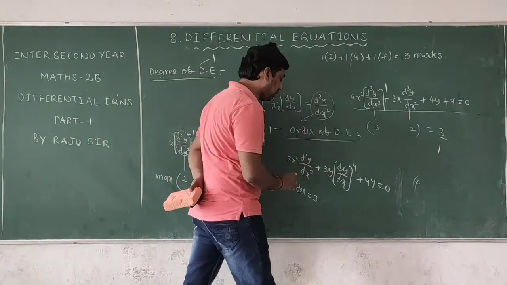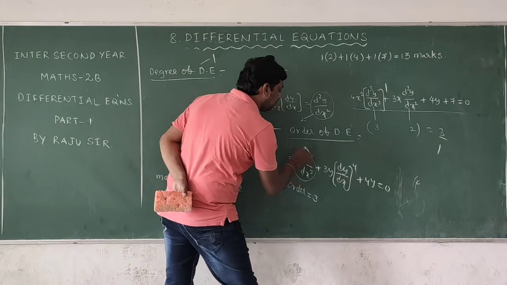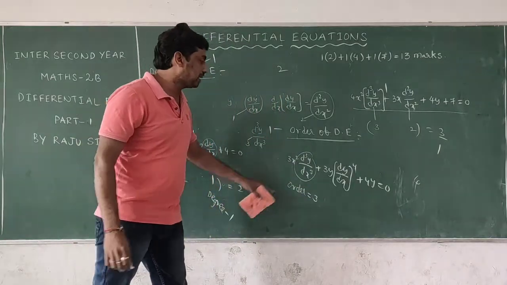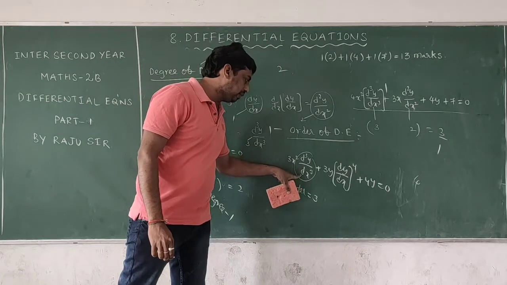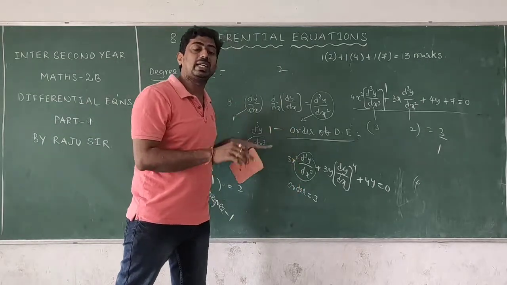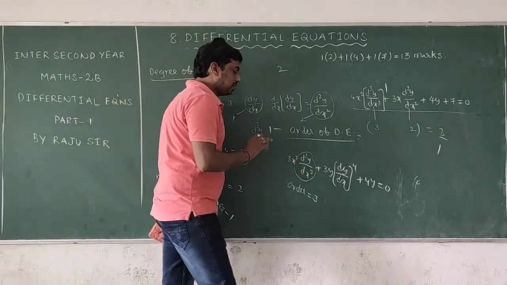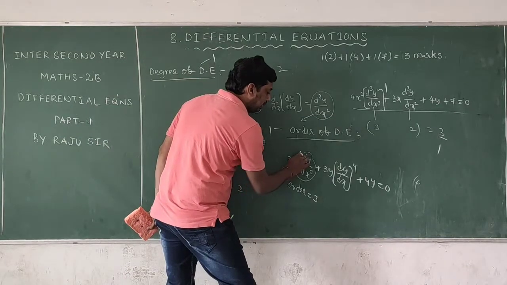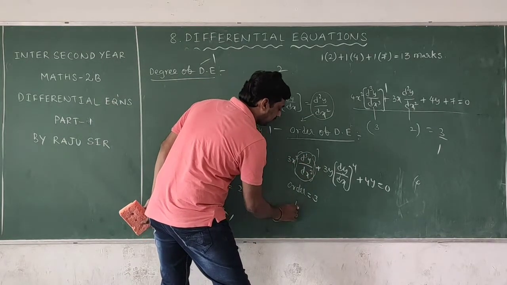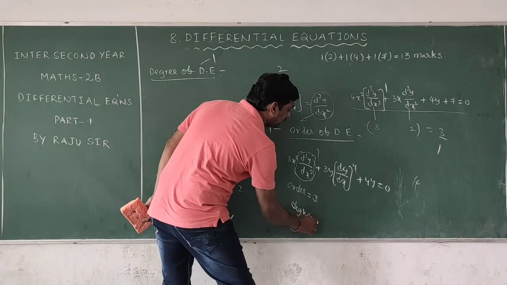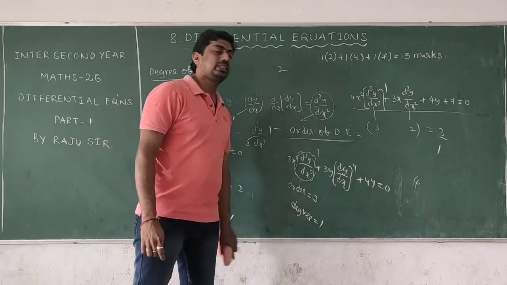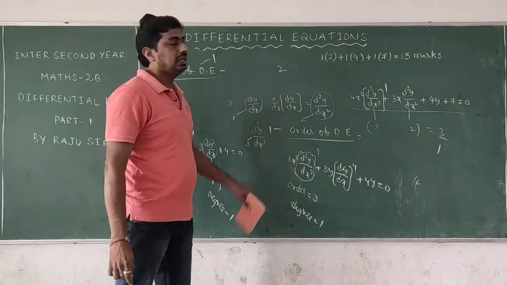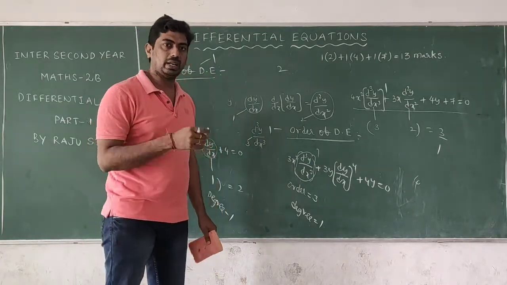What is the maximum order derivative? d cube y by dx cube. This one is the maximum order derivative. So the power of the maximum order derivative is called the degree of the differential equation. For order 3 there is no power, so 1. That's why the degree is 1. Is it clear? Degree 1, order 3. This is about the degree of the differential equation. Is it clear? Any more doubts?